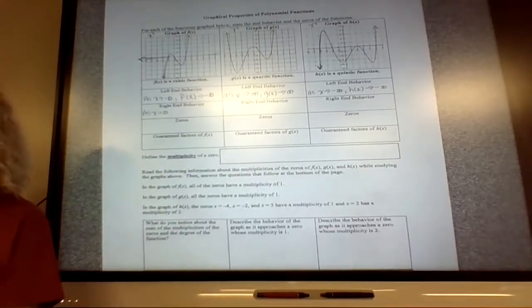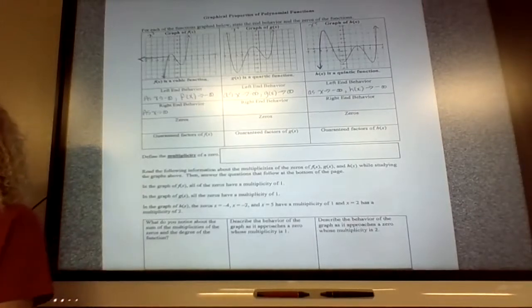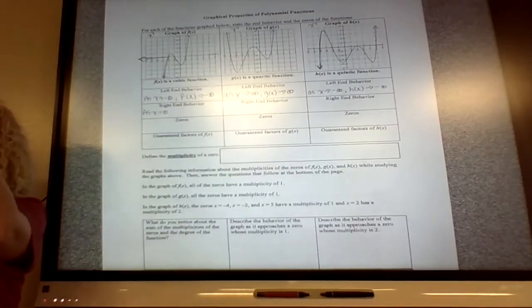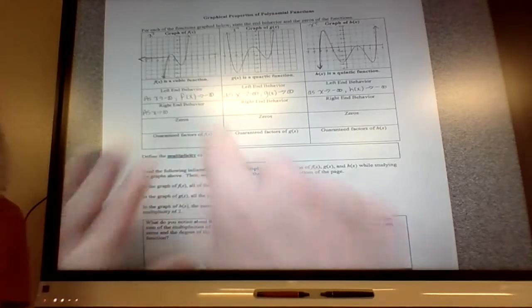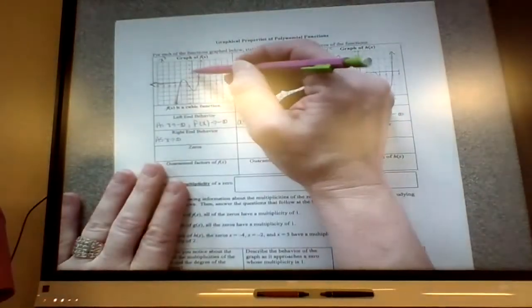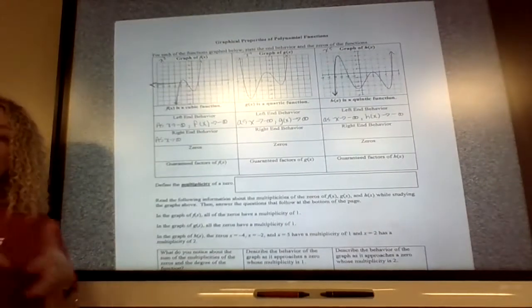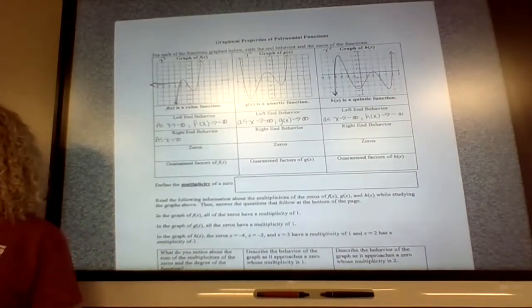So that's the left end behavior of each one of these. When it asks for left end behavior, it's asking you what's happening on the left side of this graph. Is it going up or is it going down? If it's going up, up is positive. You can look up 1, 2, 3, 4, 5, 6, 7, 8, 9, 10. Those are positive numbers. If it's going down, those are negative numbers.